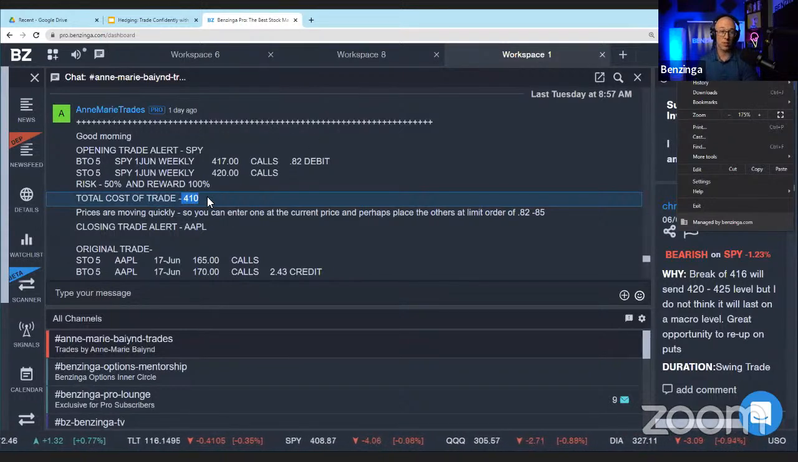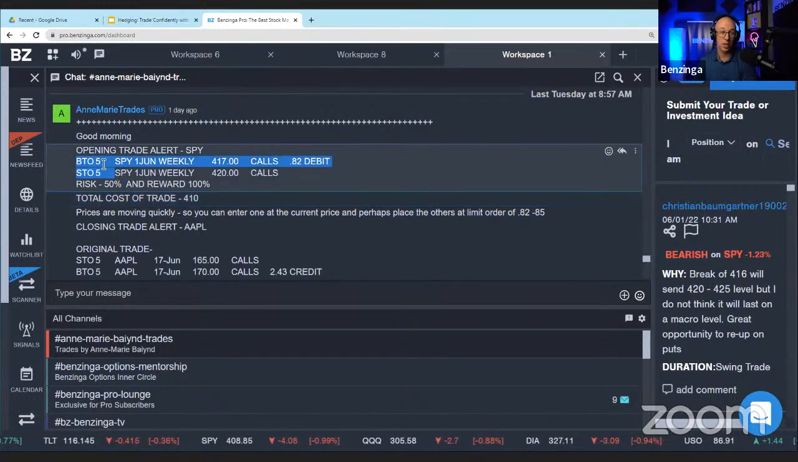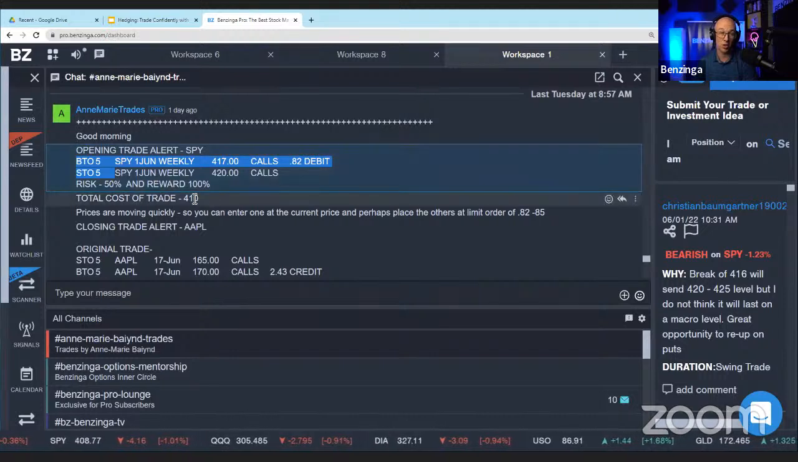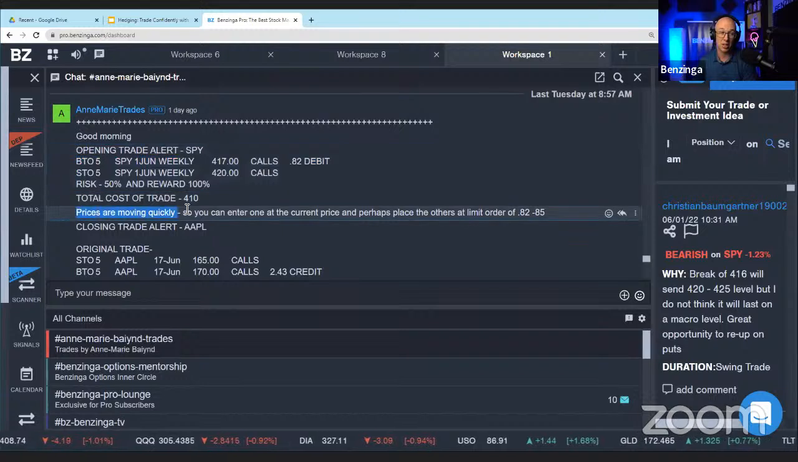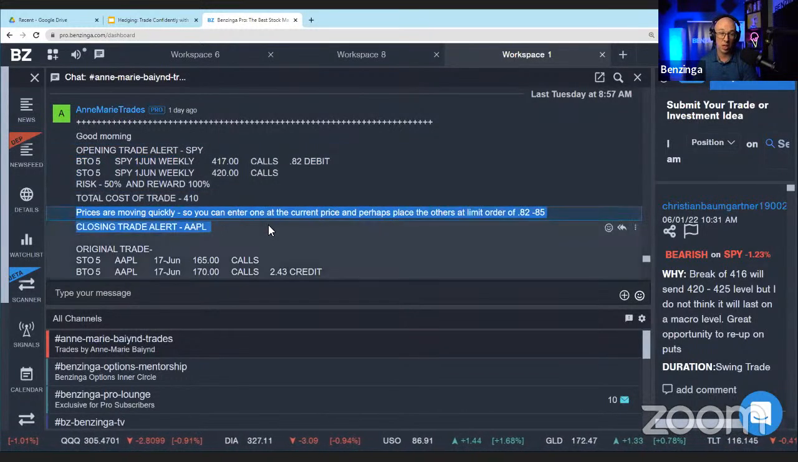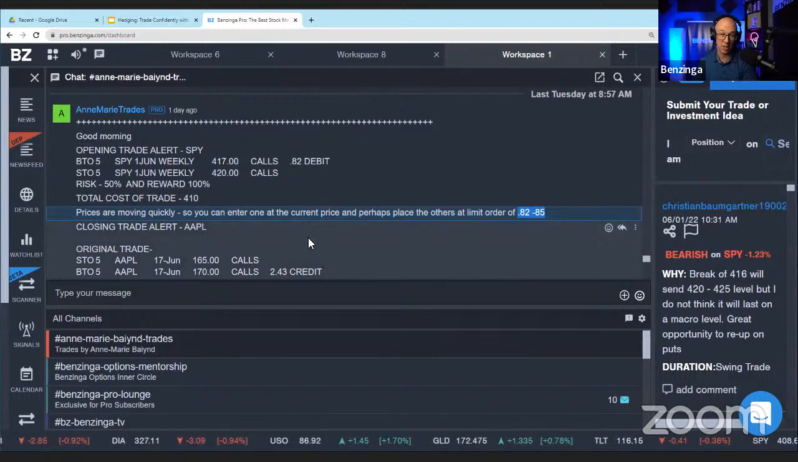So the total cost is $410 because she took 5 of these spreads. So it's 5 times the 82-cent debit, or $82. So 5 times 82 is 410. That's how you get that. And she's giving you additional context for the trade. Prices are moving quickly, so you can enter one at the current price and perhaps place the others at a limit order of 82 to 85 cents.